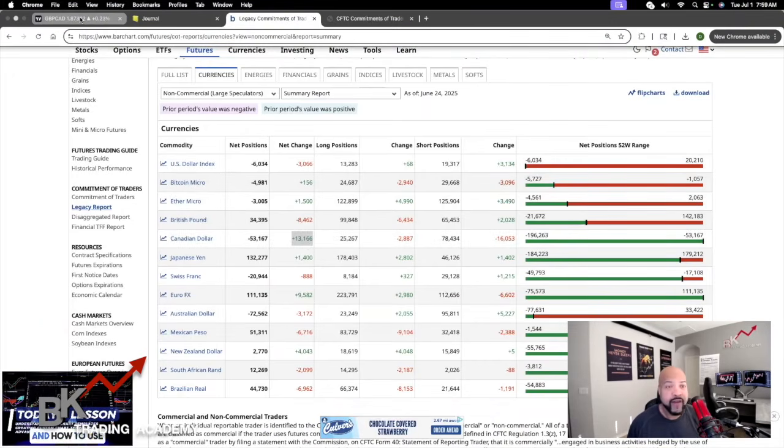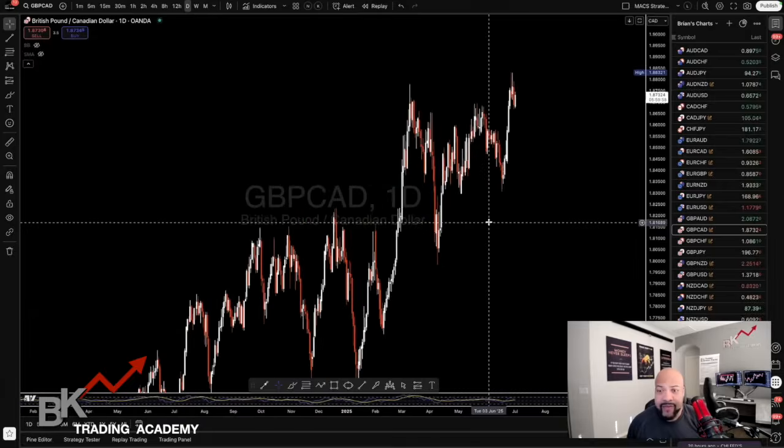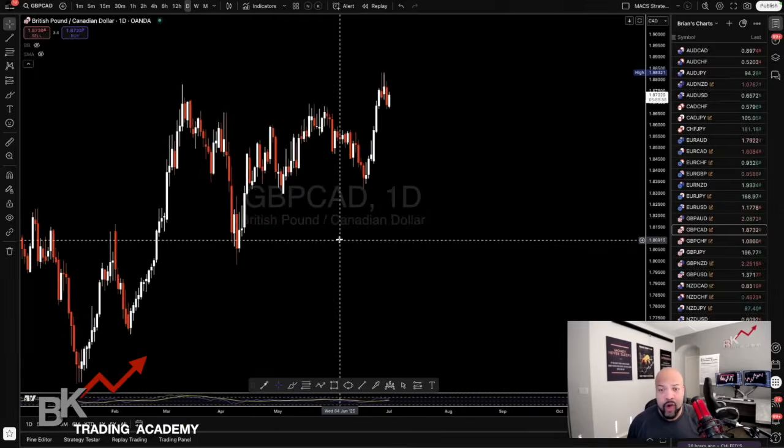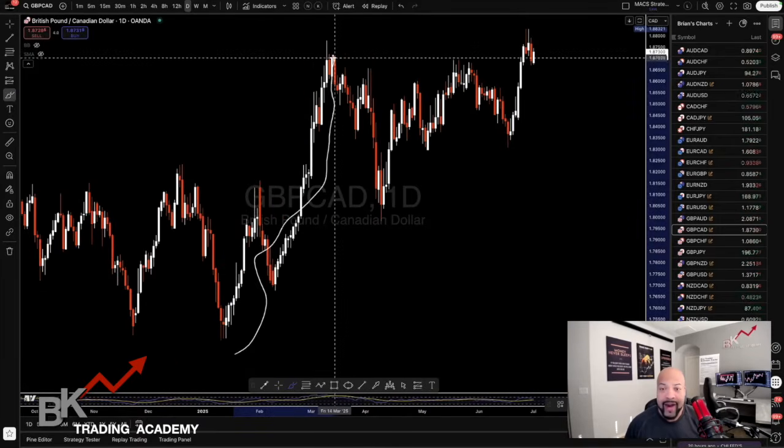Let's take a look at the chart. And before we use this, let's just look at price action. Okay. So for GBP CAD, I'm on the daily time frame. And the reason why is because I want to see what the overall structure is. So overall, we've been trending up higher, making higher highs and higher lows.